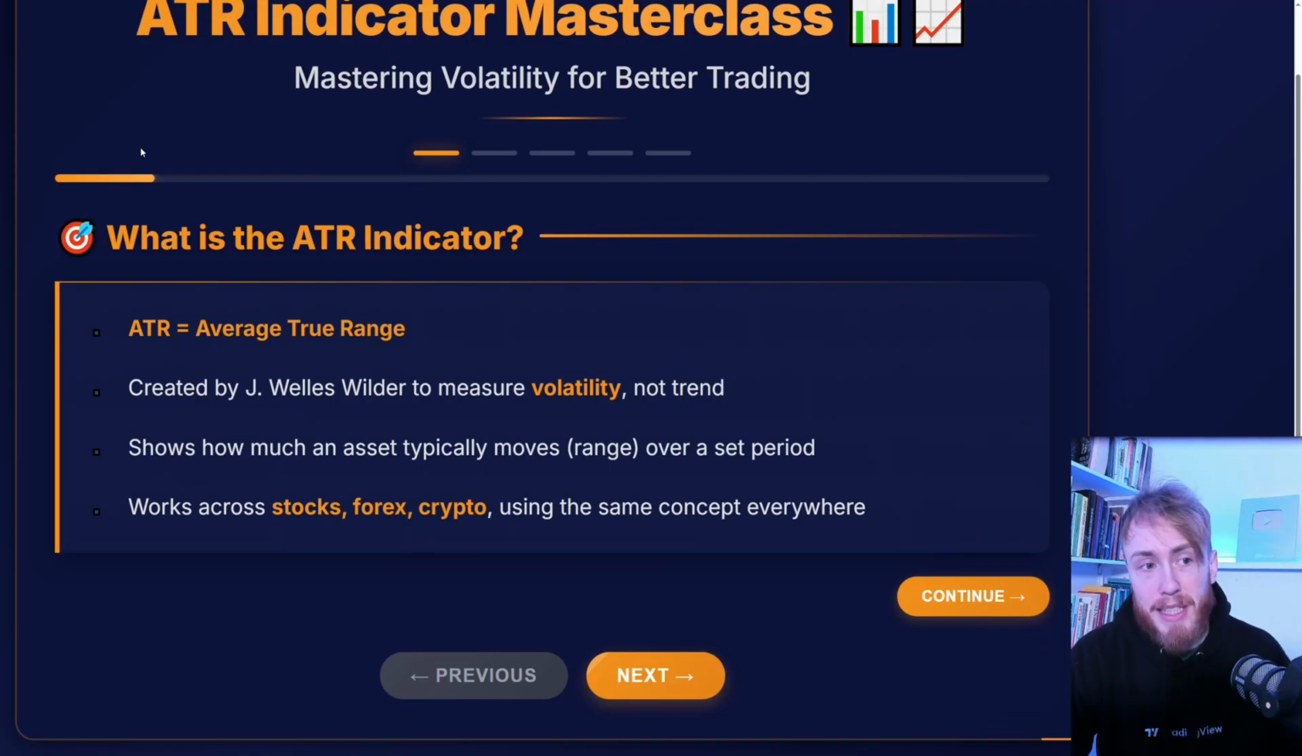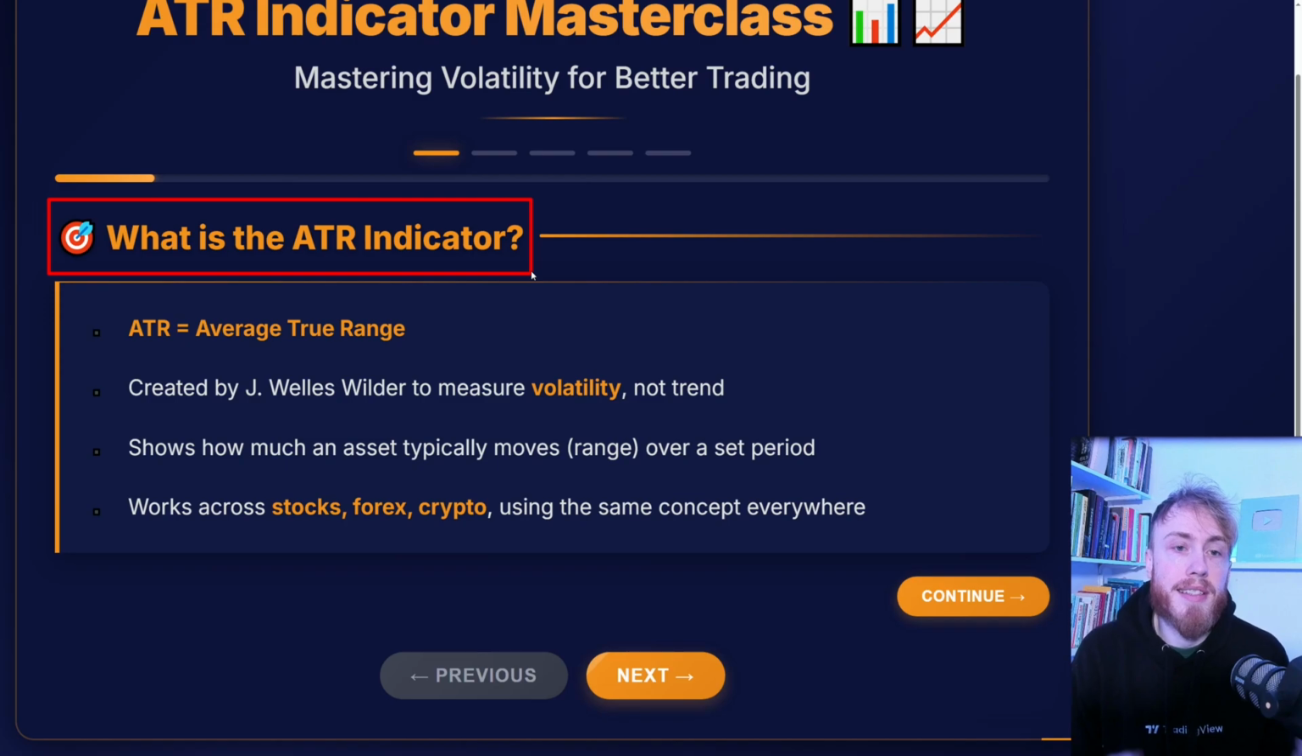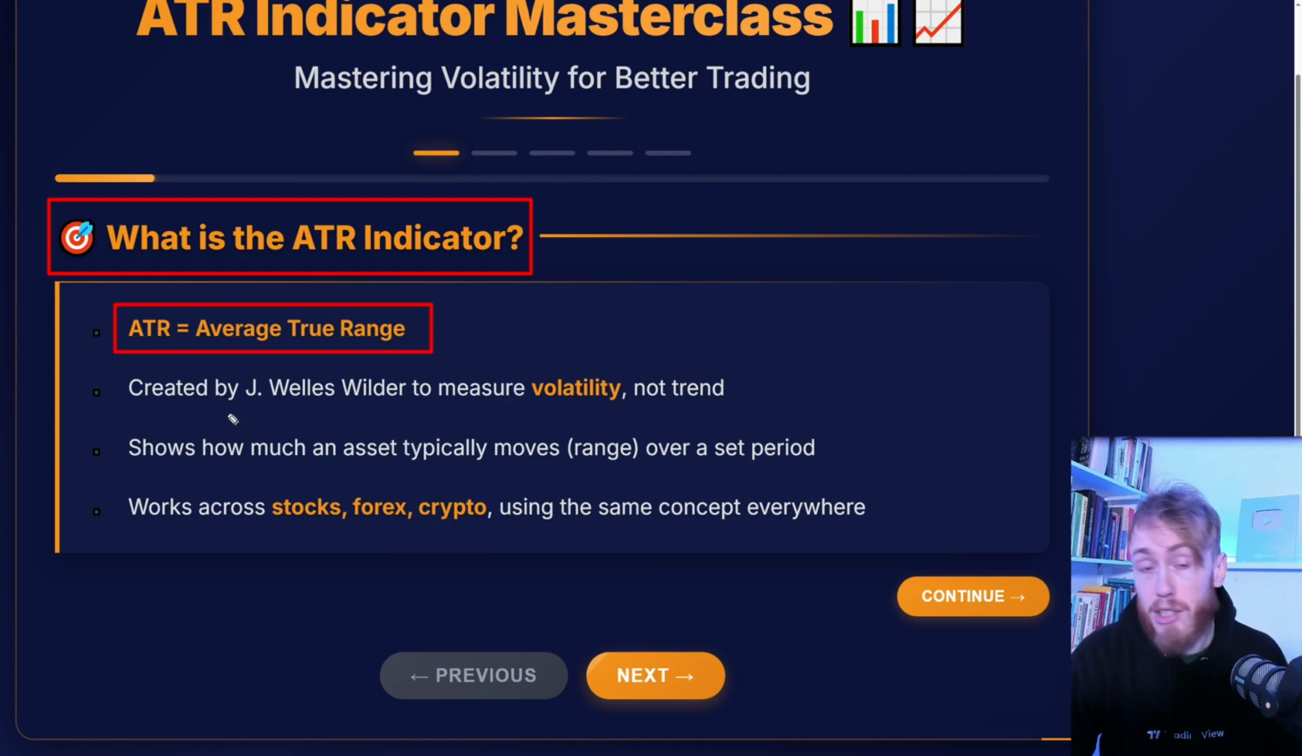But right, so let's begin here by answering the critical question: what is the ATR indicator? Well, ATR stands for average true range. And this right here is an indicator, a very famous one, created by J. Wells Wilder, and it's used to measure volatility.